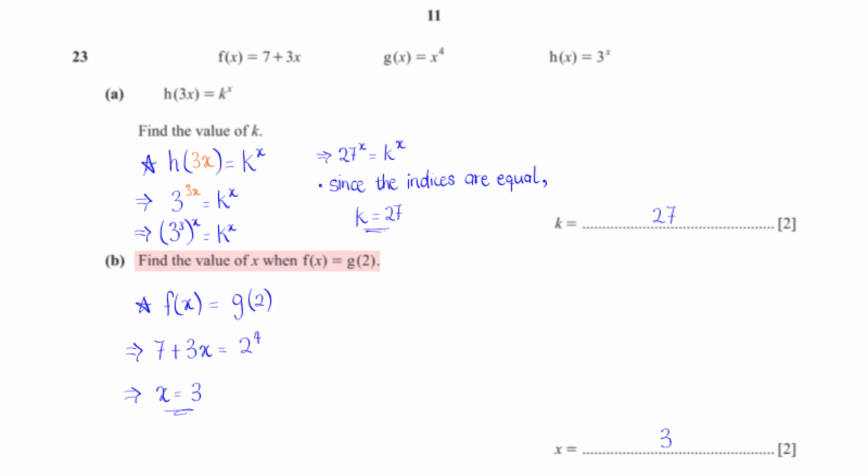Find the value of x when f of x is equal to g of 2. f of x is 7 plus 3x. g of 2 is 2 raised to the power 4. And so when we make x the subject, we have 2 raised to the power 4 minus 7, divided by 3. And this gives us x is equal to 3.